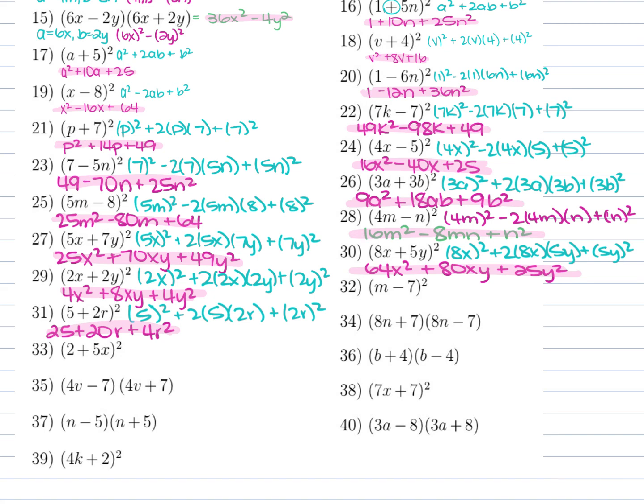For 32, you have m minus 7 squared. So this is going to give you m to the second power minus 2 times m times 7 plus 7 to the second power, which is m squared minus 14m plus 49.